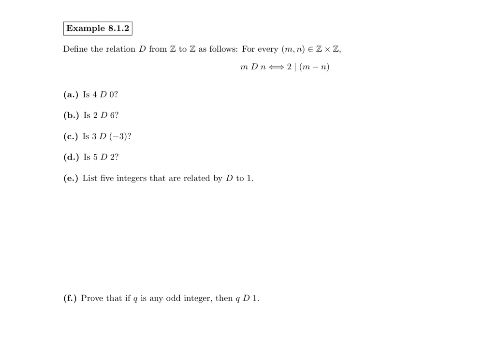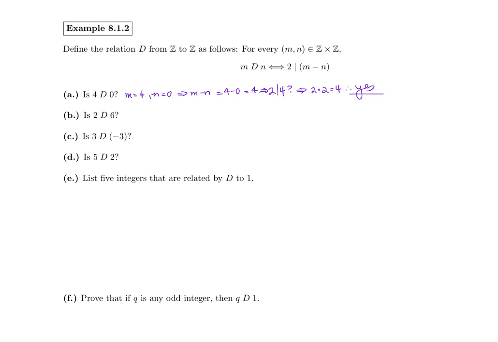So the question is, is 4 related to 0 by D? To figure this out, we need to identify m and n. So here, m equals 4, n equals 0. That means m minus n equals 4 minus 0, which is 4. Does 2 divide 4? That's our next question. The answer is yes, 2 times 2 equals 4. So that means 4 is related to 0 by D.